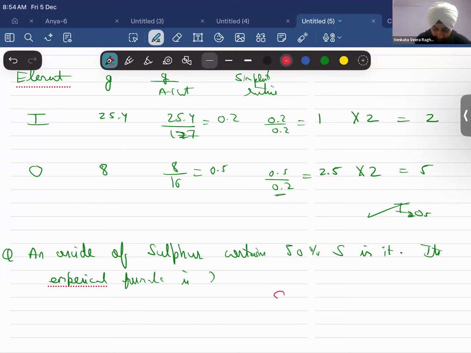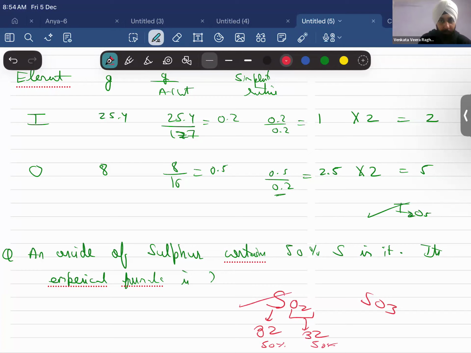Let us see, what are the possible oxides of sulfur? Either SO2 or SO3. Two oxides are possible. In SO2, S has a mass of 32 and the two O's combined together also have a mass of 32. That means this is 50% and this is also 50%.